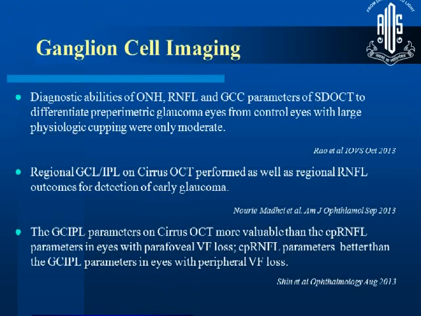It's been found that the diagnostic abilities to differentiate pre-perimetric glaucoma from large physiological cupping were only moderate. Regional GCL and IPL on Cirrus was supposed to have performed as well as regional RNFL outcomes for detection of early glaucoma. So it wasn't really much better. It was comparable to the retinal nerve fiber layer thickness in this study, and the ganglion cell parameters on Cirrus were found to be more valuable than the circumpapillary RNFL parameters in eyes with parafoveal visual loss. And the circumpapillary RNFL parameters were better than the ganglion cell layer in eyes with peripheral visual loss.